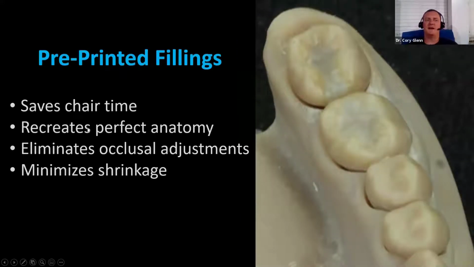It saves some chair time. The cool thing is that it just perfectly recreates anatomy. And if you do this right, at the end, there is no occlusal adjustment to do because it's their same tooth. And again, it minimizes some shrinkage.